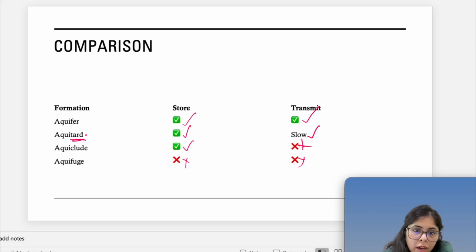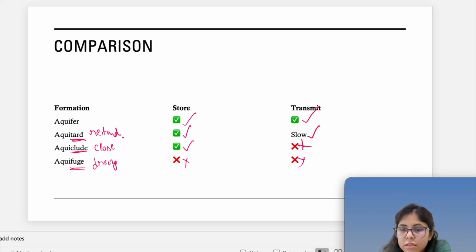You just simply remember. Aquitard. Tard is from retard. Retard is nothing but slow. Okay. Aquiclude. Clude comes from close. So it's closed. It has water, but it's closed. It doesn't transmit. Aquifuge. Fuge means freeze, let's say. So these are the remembering tricks. So it is freeze. That means there is no storage, no transmission. So this is what the comparison is.